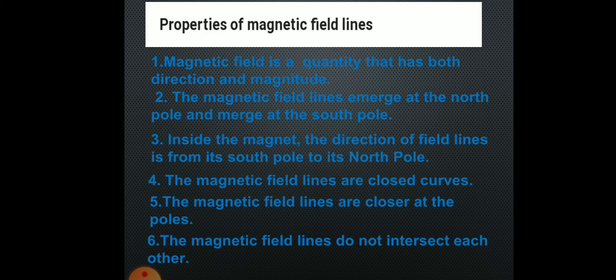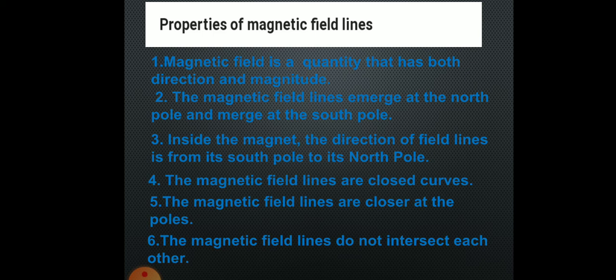So field lines do not intersect or cross each other, is it? If they cross, what happens? It would mean that at any point of intersection, if we keep a compass needle, it would point towards two directions. Is it possible at the same time to point towards two directions? No, it is not possible. So the magnetic field lines do not intersect each other, okay? The magnetic field lines do not intersect each other.